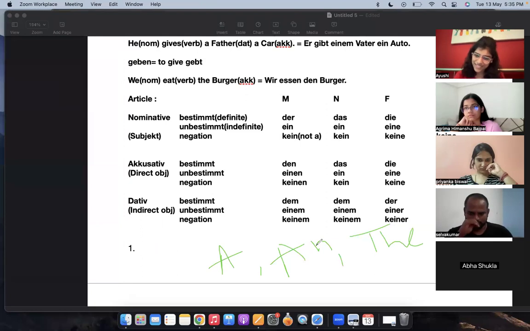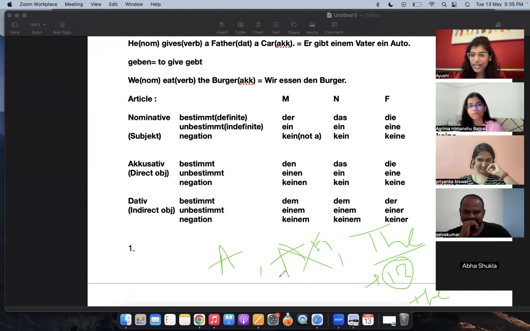Now, in German, guys, we have 12 'the's. Okay, don't kill me. I have not designed it. But we have 12 'the's in German. We don't have a or an, and we have 12 'the's, okay? And 'a' does not exist, okay?